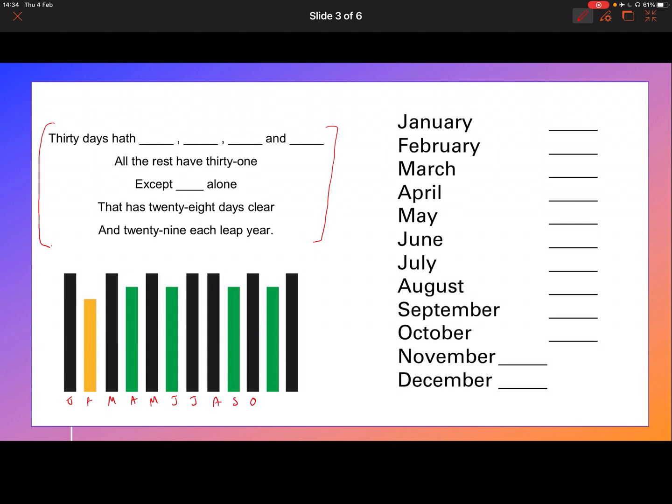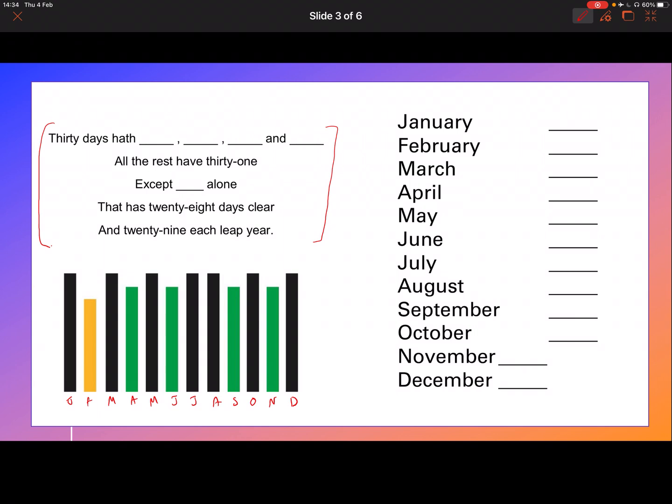If we label these as January, February, March, April, May, June, July, August, September, October, November, and December, we can see that the months that have got 31 days are January, March, May, July, August, October, and December. And then the months that are only 30 days are April, June, September, and November.